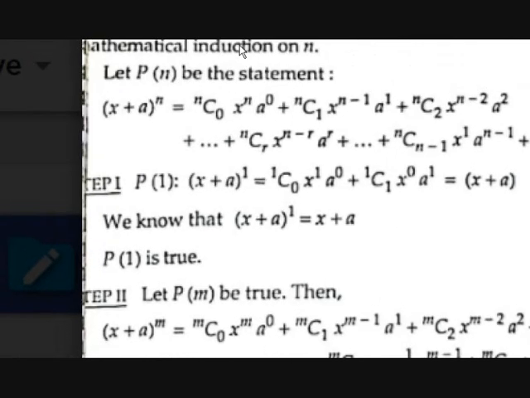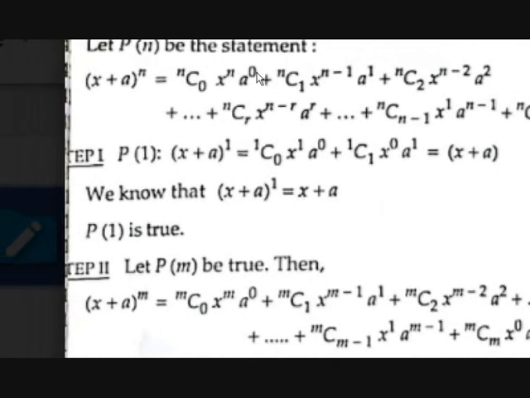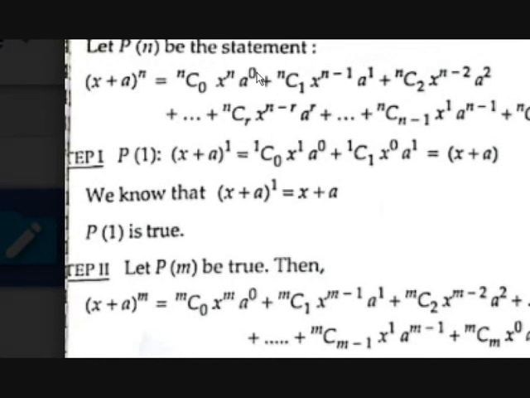Let's see how we can prove that with this. In some states, mathematical induction is an important chapter, and they have kept it as a chapter. Let's see how to solve this equation by using mathematical induction. The P of n statement is this, as we saw before. Now we should show that it is true by mathematical induction.